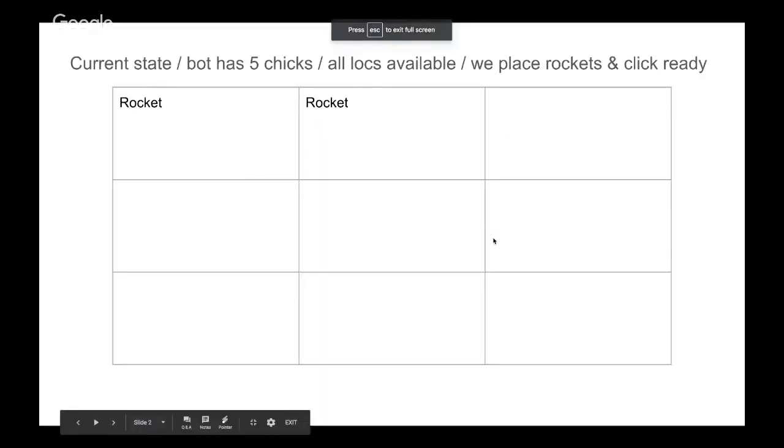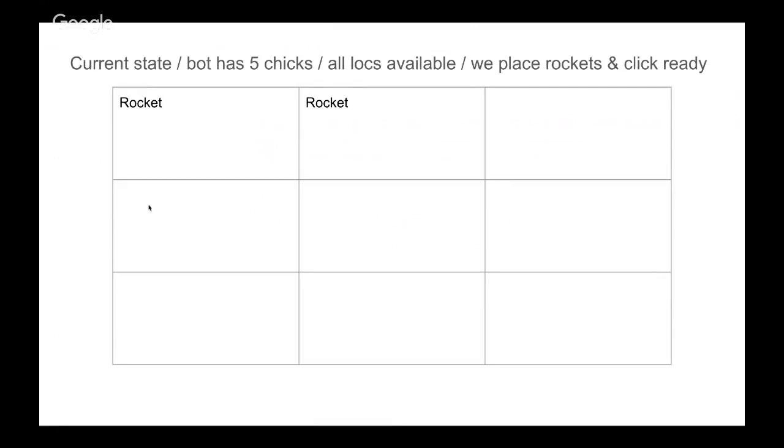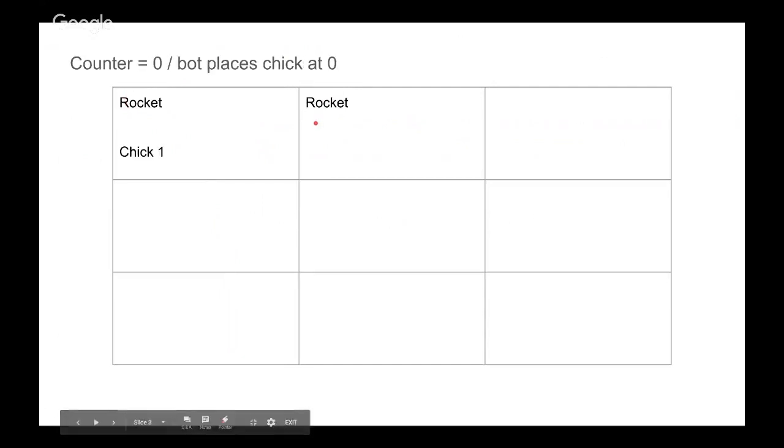So this is the current state of the grid. We place our rockets in these two locations here. This is the first chance, and we press the ready button.